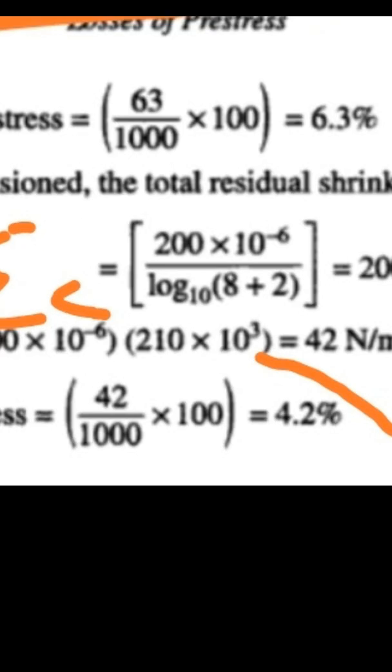After calculating the residual shrinkage strain, you then calculate the loss of the stress. The loss is equal to, as I have written here in orange color, sigma CS into Es. Sigma CS is the residual shrinkage strain which you have calculated in the previous step, that is 200 into 10 to the power of minus 6, and Es is the Young's modulus of the steel, which is given in the question, that is 210 into 10 to the power of 3. So totally the loss of the stresses is 42 newton per mm square.